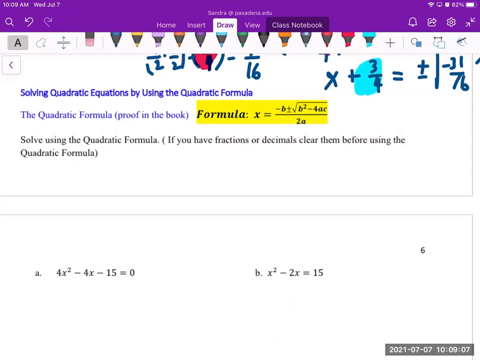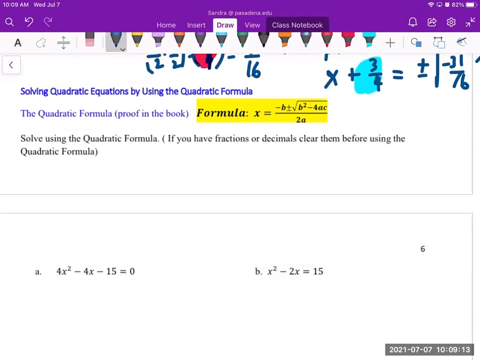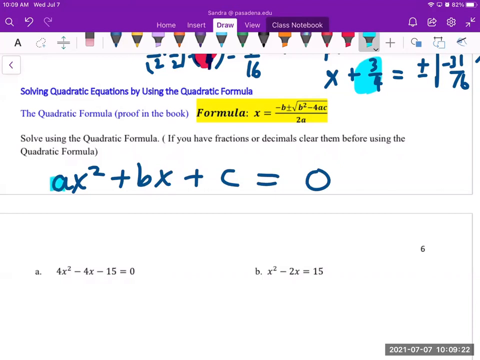Remember that the quadratic equation is in the form ax squared plus bx plus c. This is a quadratic equation, and you can see your a here, and your b and your c. So it has to be in this form, and the other side has to be equal to 0 in order for you to be able to see what the value of a is, what the value of b is, and what the value of c is.